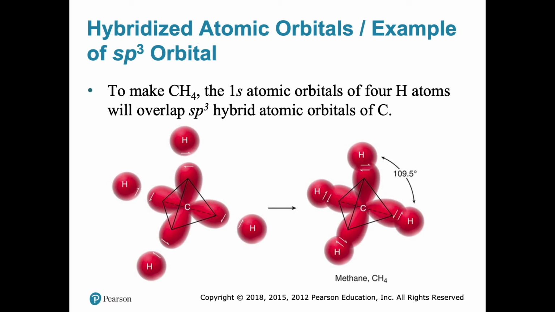So here, to make the CH4, the methyl molecule, the 1s atomic orbitals of the 4 hydrogen atoms will overlap with the sp3 hybrid orbitals of the carbon. So literally what happens here is that these 1s orbitals stay 1s, and then they overlap with the sp3 orbitals of carbon. And that's how you form the bond. Carbon is getting hybridized, not hydrogen. So technically, you would have to hybridize it before it could bond.